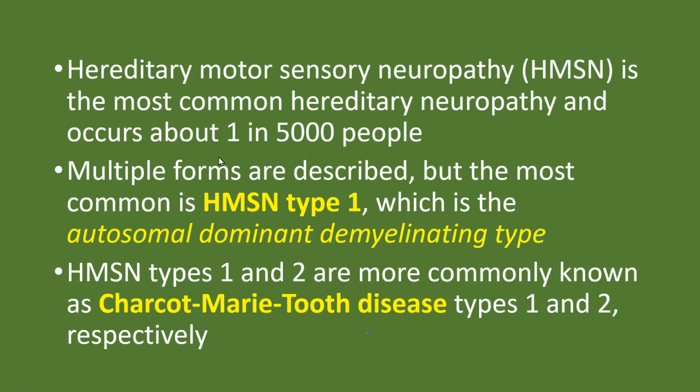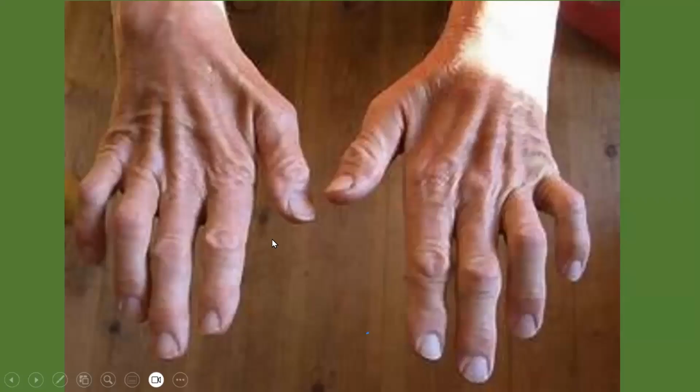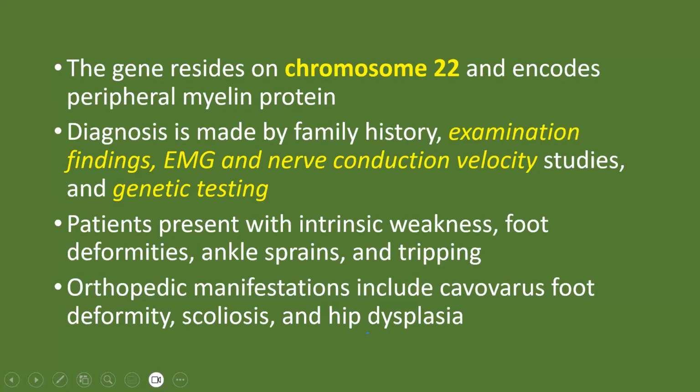So you have to know this. And this is the deformity. Why do they get this deformity? Because of overactivity of the peroneus longus tendon. They also have hand deformities secondary to intrinsic weakness. The gene resides in chromosome 22, one should know this, and encodes peripheral myelin protein.